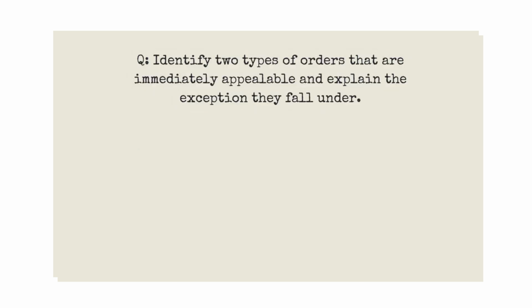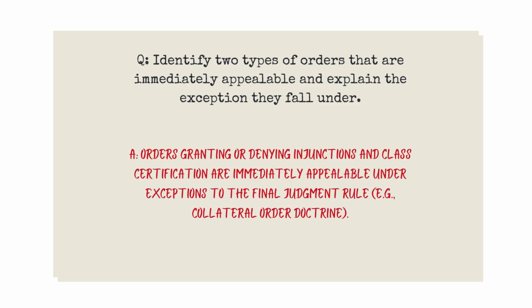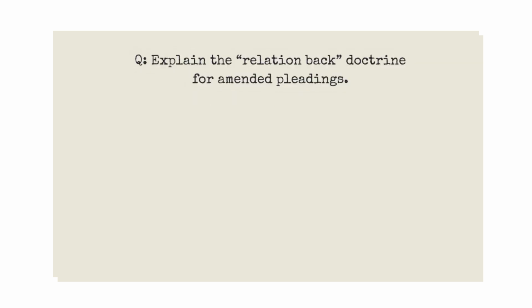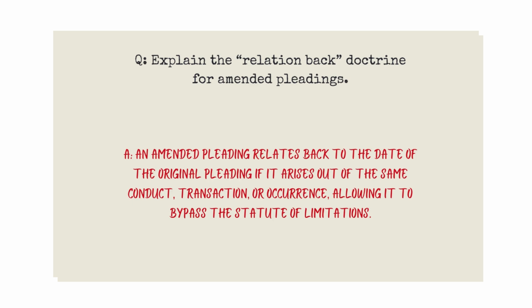Identify 2 types of orders that are immediately appealable and explain the exception they fall under. Orders granting or denying injunctions and class certification are immediately appealable under exceptions to the final judgment rule, e.g., collateral order doctrine. Explain the relation back doctrine for amended pleadings. An amended pleading relates back to the date of the original pleading if it arises out of the same conduct, transaction, or occurrence, allowing it to bypass the statute of limitations.